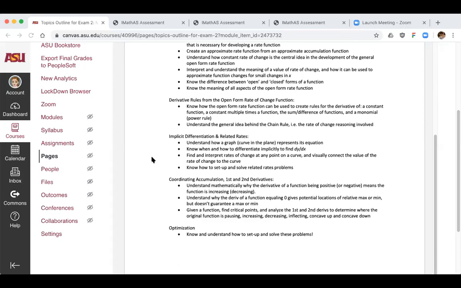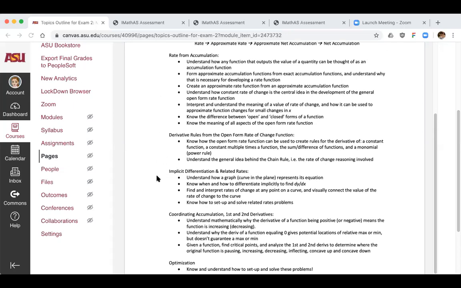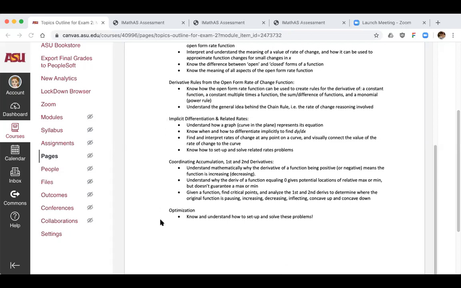Derivative rules, let's see, for open form rate of change functions. Oh, okay, so this is, sorry, I was just forgetting what this title is. So this is a general process, and then the derivative rules, the shortcuts we did. And then the last few things we talked about were just not in this order. So we talked about, in order, coordinating accumulation and first and second derivative functions, looking at their graphs, and we'll do a little review of that today as well.